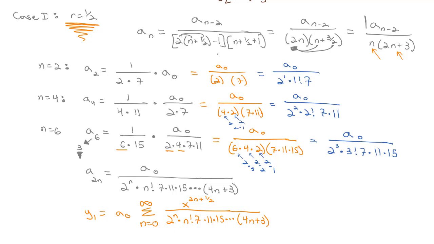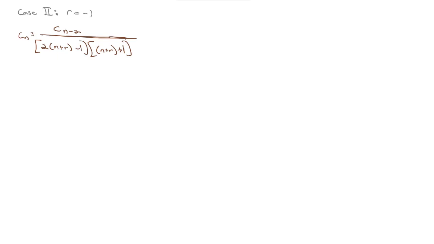But we need two solutions for our differential equation. That's what brings us to case 2. We need two linearly independent solutions to have a second order differential equation solved completely. Well, we had another value for r that we haven't solved for yet. r was negative 1. And if you remember from up above, we said c sub n was equal to c sub n minus 2 over 2 times n plus r minus 1 times n plus r plus 1.